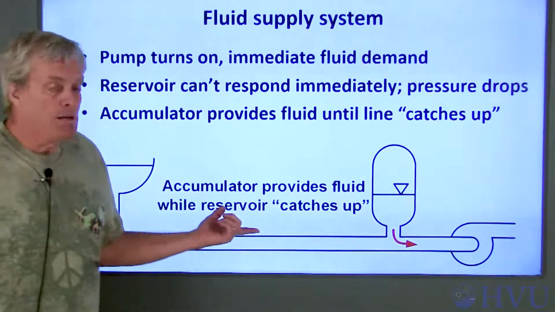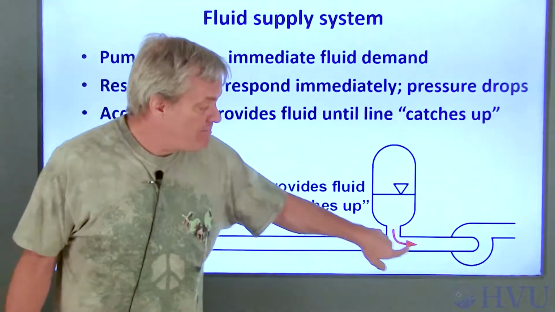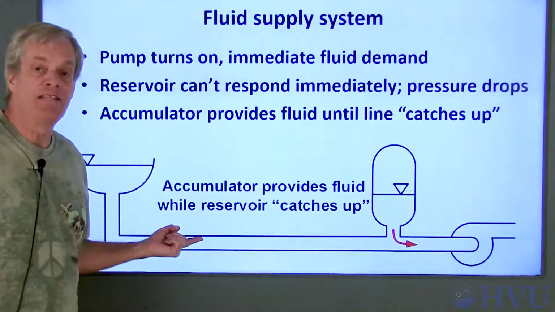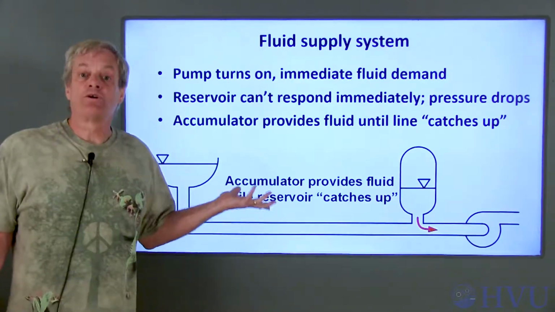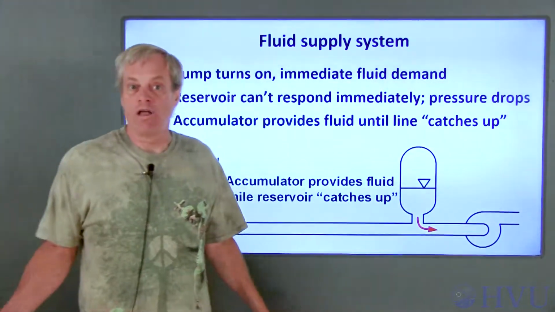We can keep the pump from cavitating by adding an accumulator at the pump inlet. This can make up the flow that we're not getting from the reservoir while the inertia in this line catches up. Once we turn off the pump, the reservoir will replenish the fluid that the accumulator lost when we started the pump.